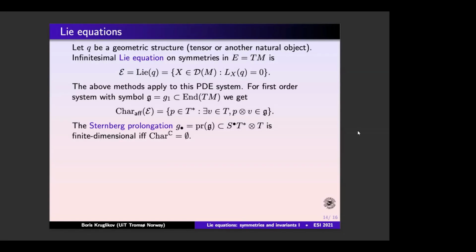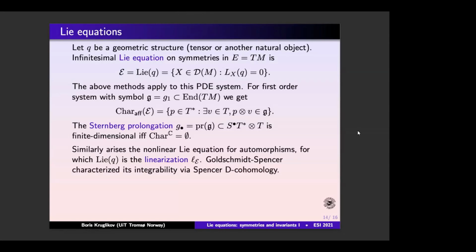Okay, and in the book of Sternberg there's an adapted version of this prolongation. You can do the prolongation, and the statement is that the prolongation is finite when the dimension of the characteristic variety is trivial. That's a general statement for general equations, actually, right? But this is particular for geometric structures, how it works.